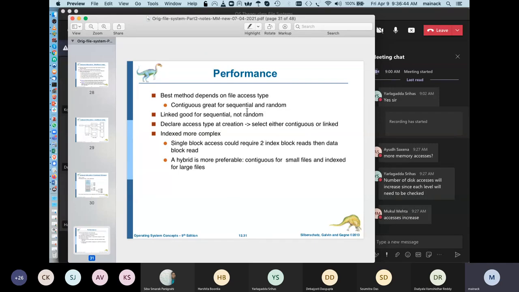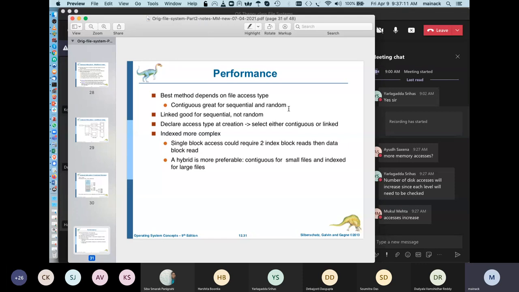So contiguous is great for sequential and random, but we know that contiguous is bad for external fragmentation. Linked doesn't have external fragmentation, but remember this always: an array is very good for random and sequential both. A linked list is good for sequential, bad for random. You need other methods for random access in a linked list.